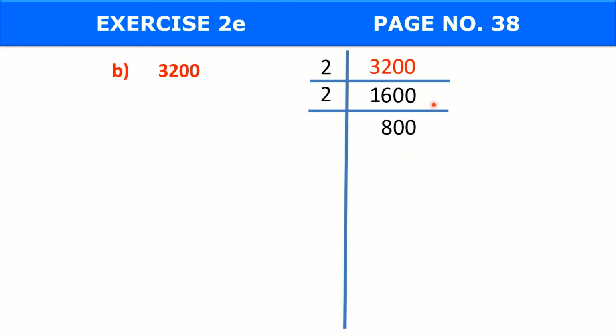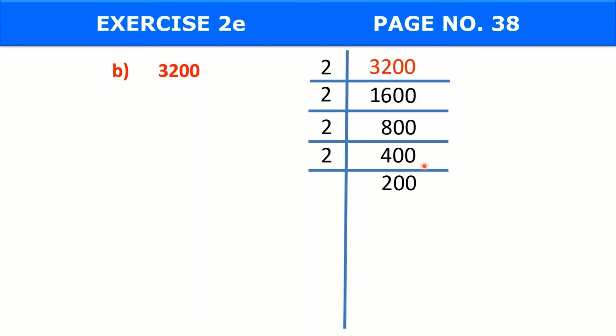Next number is 800. Again, last digit is 0. So, we will again go with 2. You can also go with 5 and check your answer. Your answer will be always same. Here I go with 2. 2 times 4 is 8. 2 times 0 is 0. 2 times 0 is 0. Number is 400. Last digit is 0. Go with 2, and divide 400 by 2. Now 2 times 2 is 4. 2 times 0 is 0. 2 times 0 is 0.